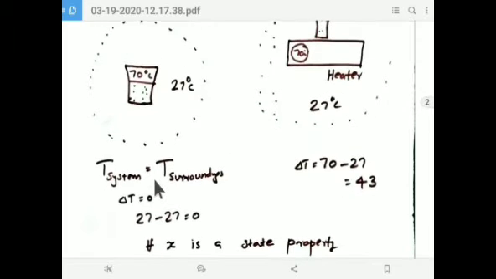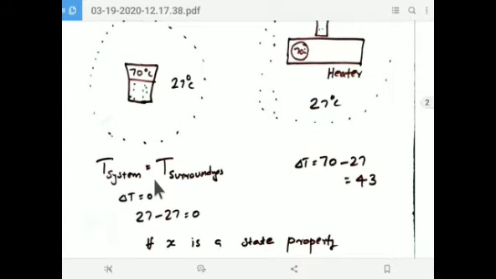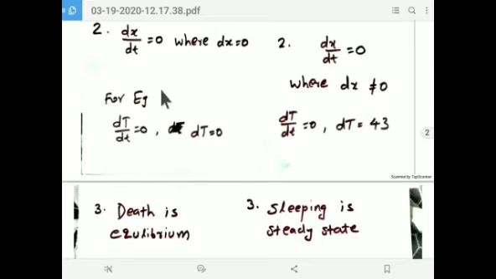Once it reaches thermal equilibrium, check the temperature. After 10 minutes you check the temperature of the system and surroundings: the system temperature is 27, the surrounding temperature is also 27. After 30 minutes you check again: the system temperature is 27, the surrounding temperature is also 27. So the temperature is constant over time. Mathematically you can write dT by dt is equal to 0.